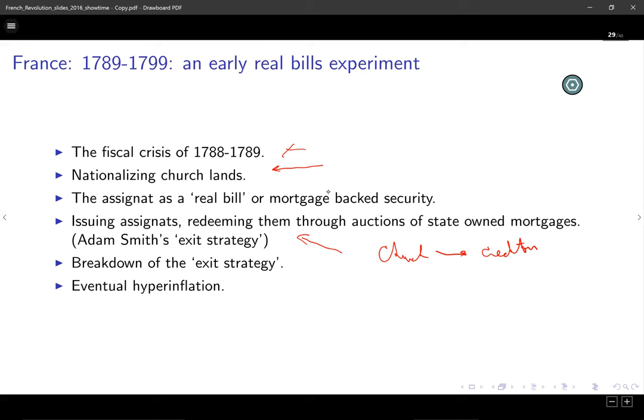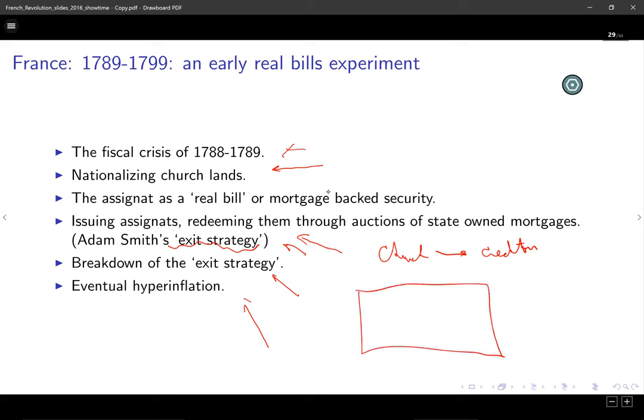We'll talk about this exit strategy, how you exit. They had a strategy when they issued the assignats that they were going to retire them. In the last few years, we've heard about what the Fed or the ECB's exit strategy is from all the currency and reserves it's issued. So they had an exit strategy, but it broke down. And I'm going to have to tell you how it broke down, and how this experiment got changed. And there's going to be a theme here.